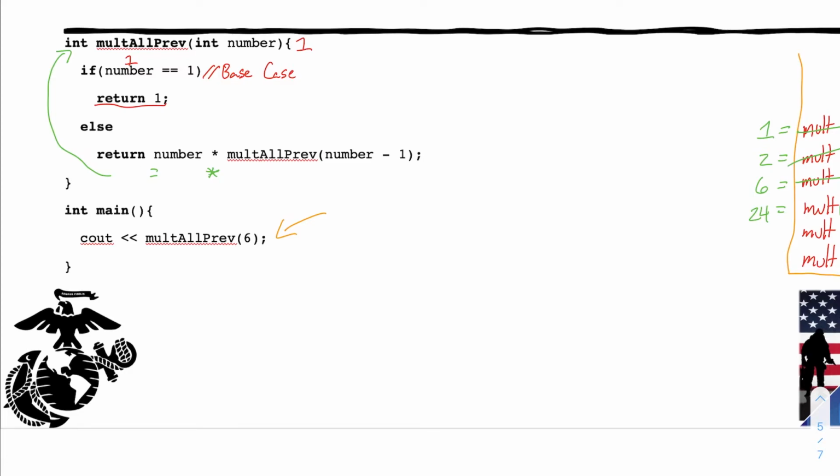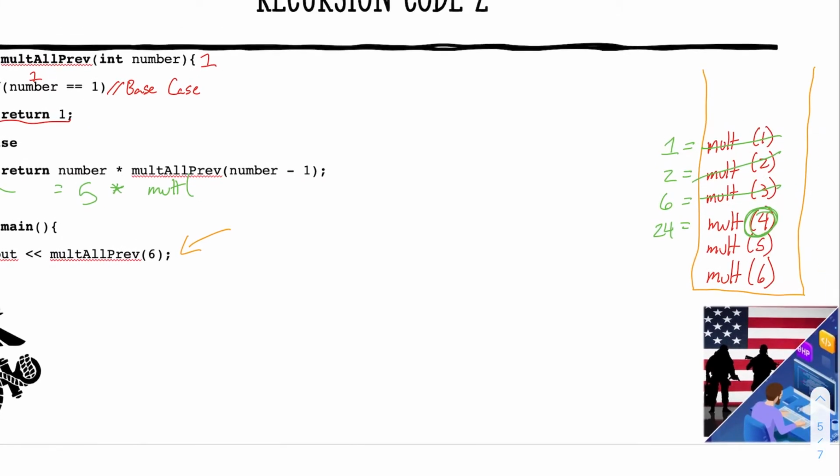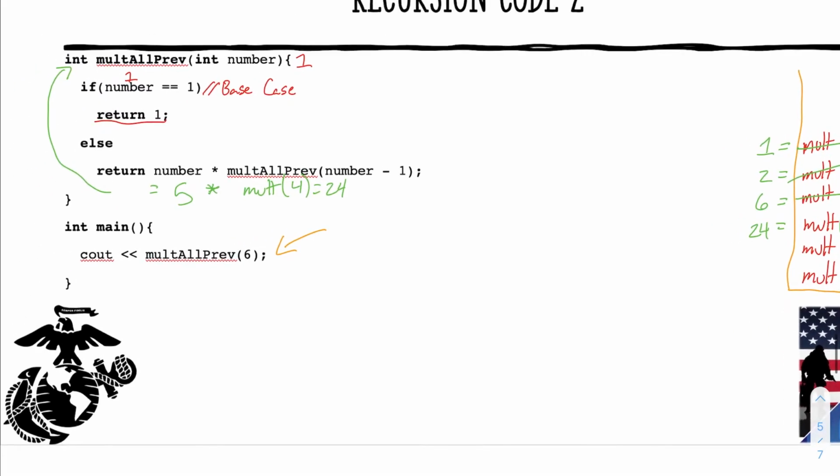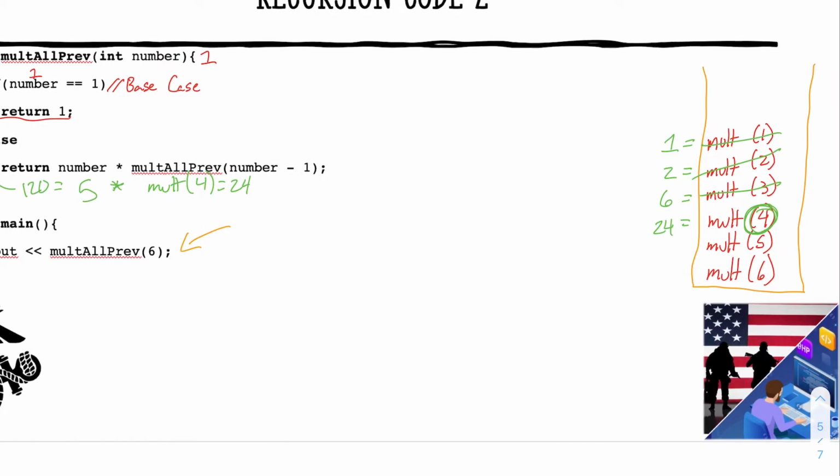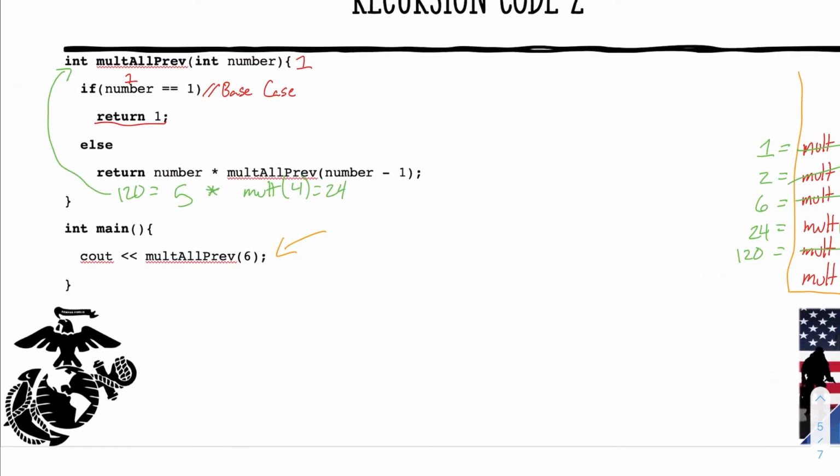5 times mult of 4 equals 24. This would equal 120. 5 times mult of 4 equals 120. Then pop this. Mult of 4, 120.